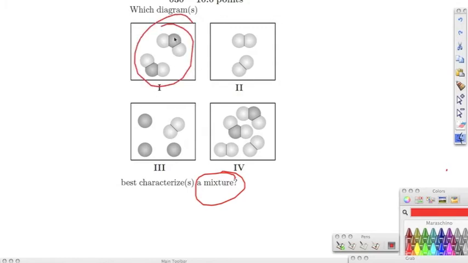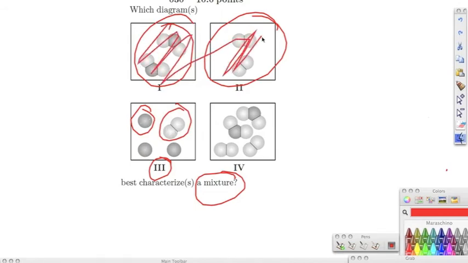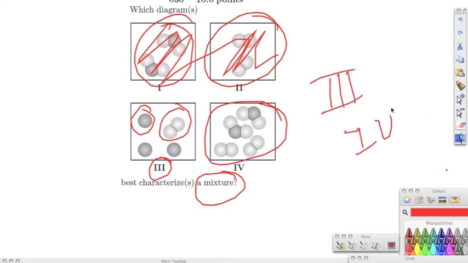Okay, so in looking at this, we see that this is going to be a pure substance because it's just one compound. Same thing here, a pure substance. When we're looking at this, we see that here we have an atom and then a compound. That would be characterized as a mixture. So the first two, definitely not. They're pure substances. But number 3, yes, that would be a mixture. And then we look at the last one, and we see that we have two compounds in the same place. So that is a mixture as well. So the answer should be number 3 and number 4.